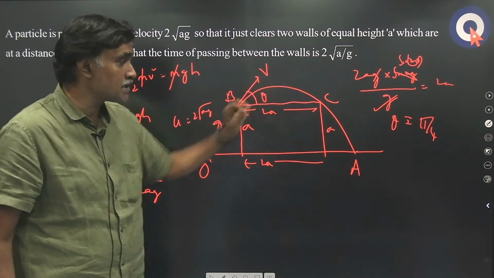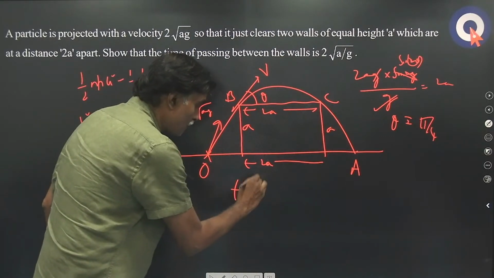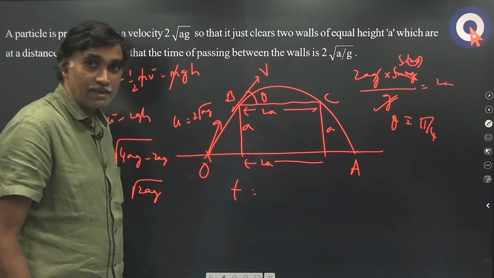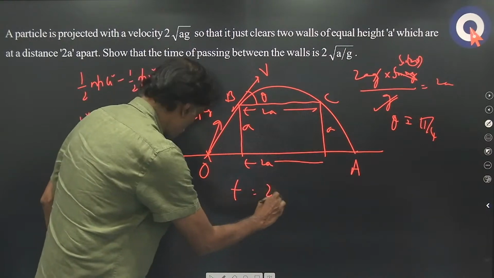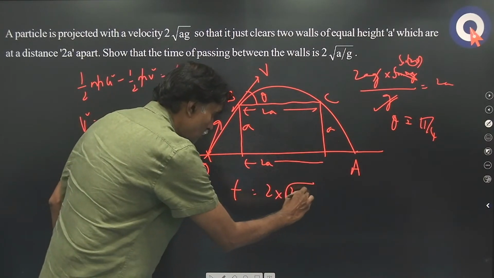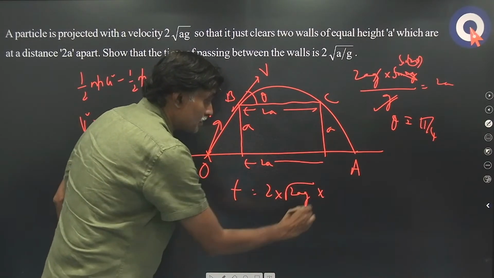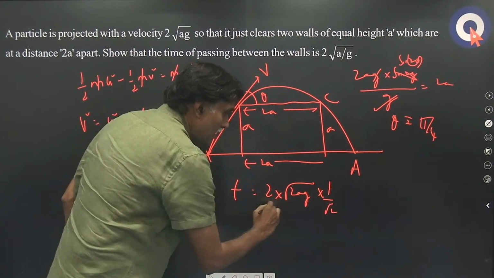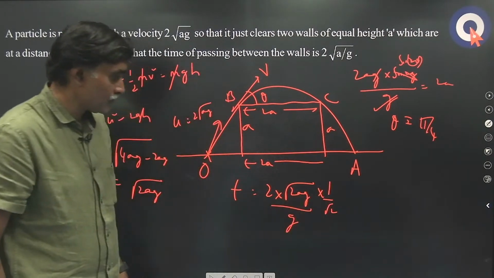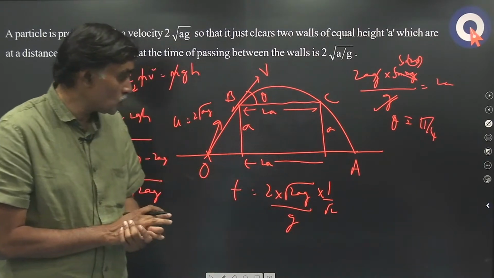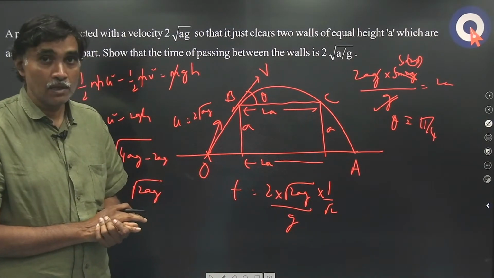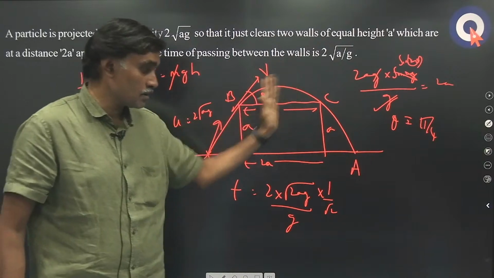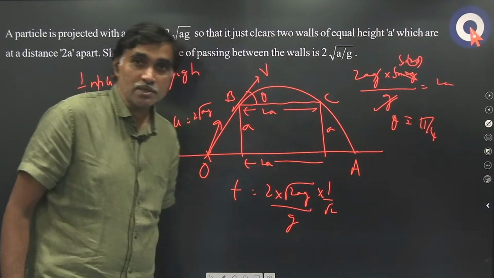And from here to here, what is time taken? It is 2v sin theta by g, that is 2 into root 2ag into sin theta, that is 1 by root 2, by g. Okay. So root 2 cancels, you will get 2 root a by g. Okay. That is the time taken to go from here to here. We can use equation of projectile also if you want.